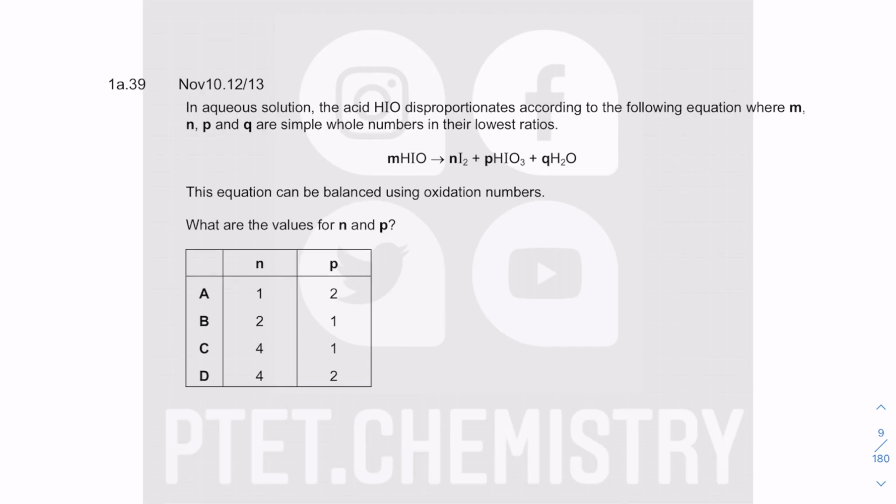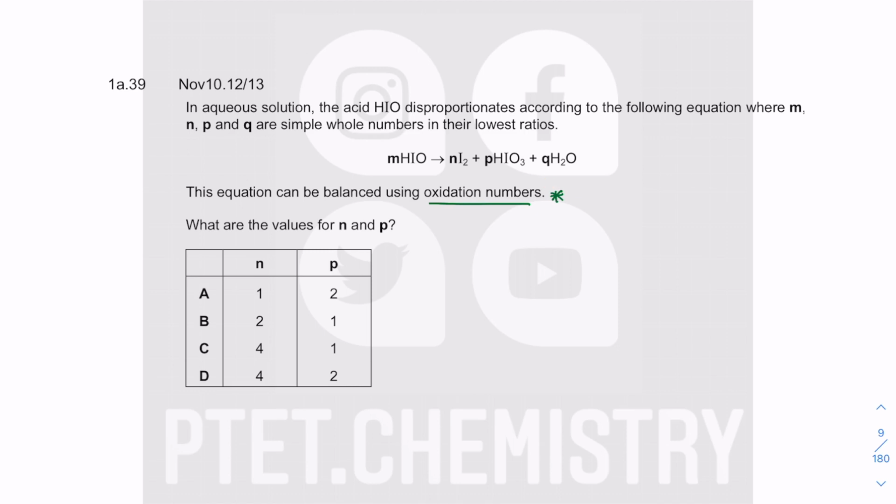Question 39 is about balancing chemical equations. What they have told you is this equation can be balanced using oxidation number. By right, I should really have classified this question as part of redox chemistry, because in the redox topic in AS chemistry, students are expected to be able to balance chemical equations, redox equations in particular, by using changes in oxidation number.